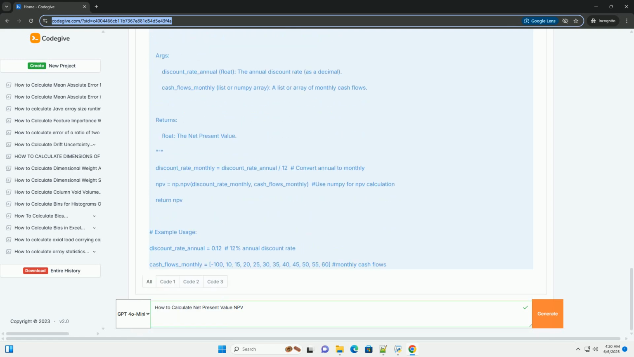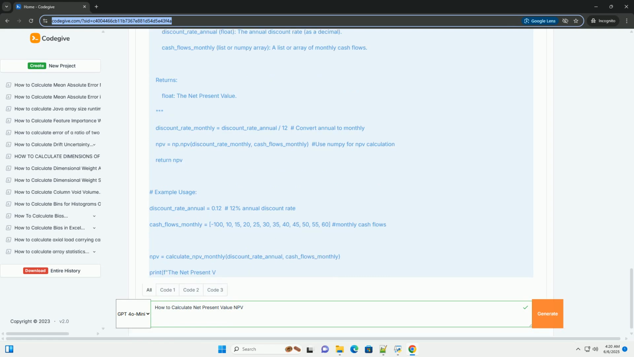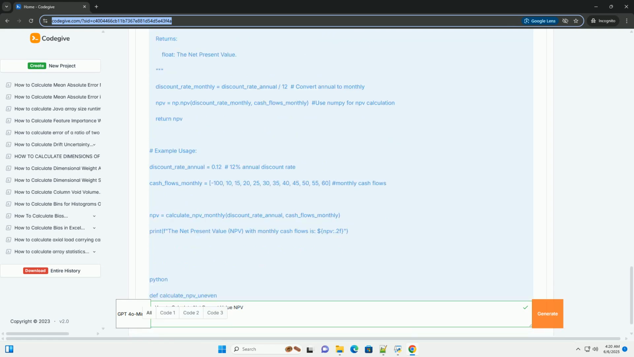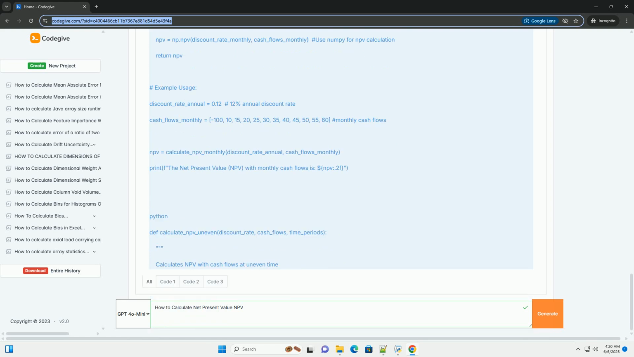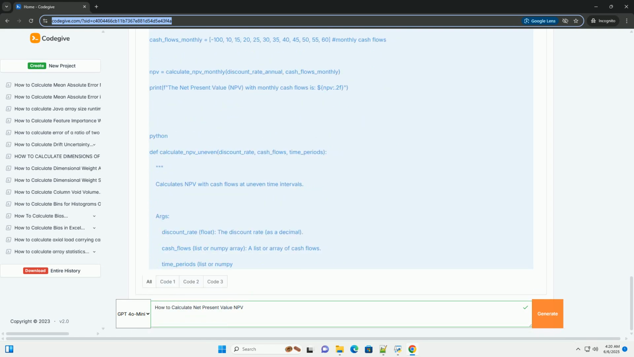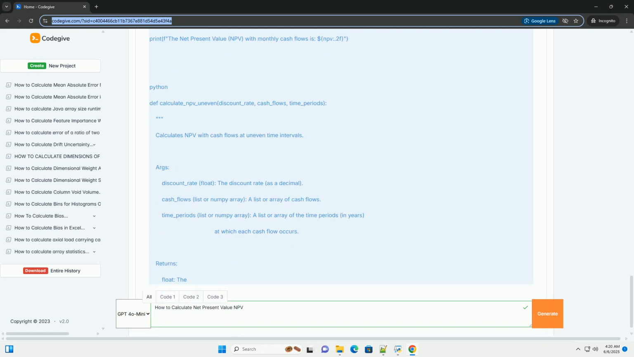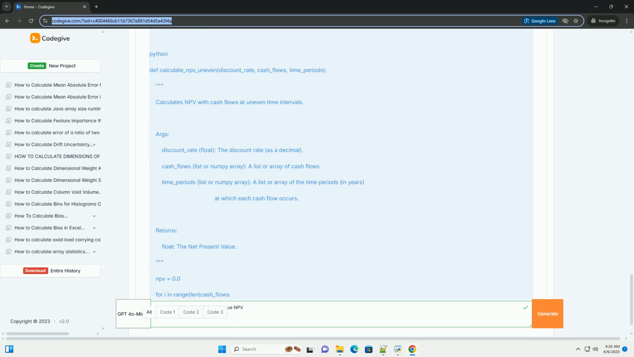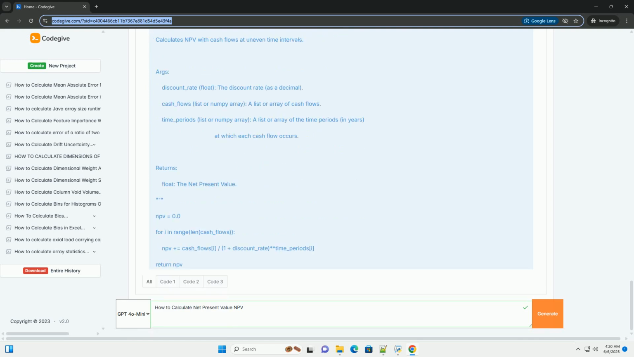money? If the NPV is positive, the project is expected to generate more value than it costs, and it's generally considered a good investment. If the NPV is negative, the project is expected to lose money. If the NPV is zero, the project is expected to break even.